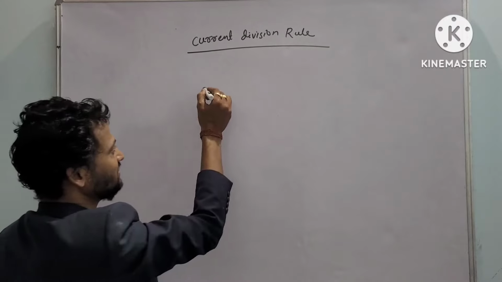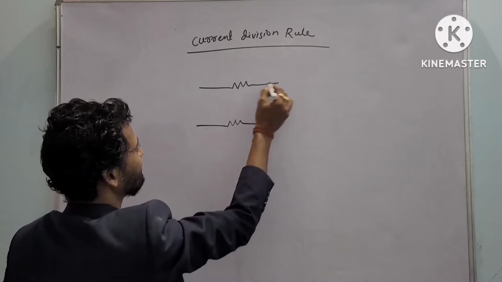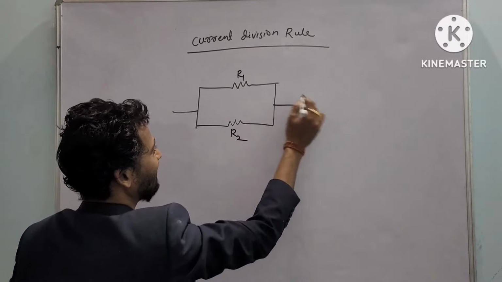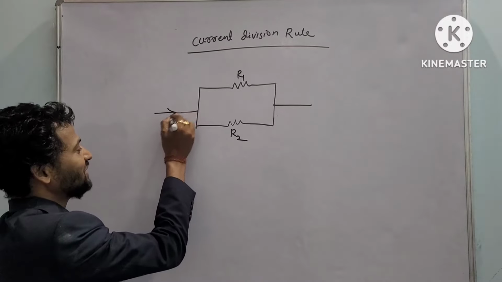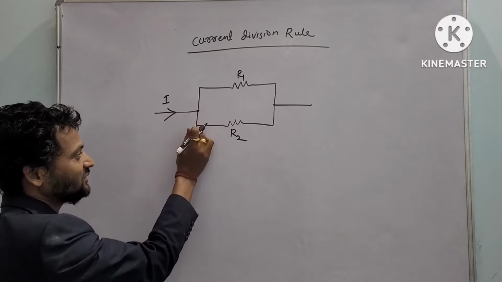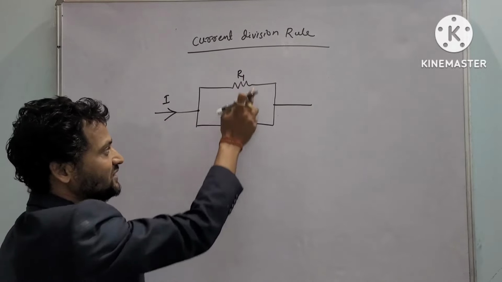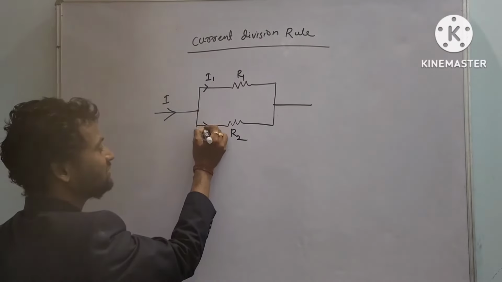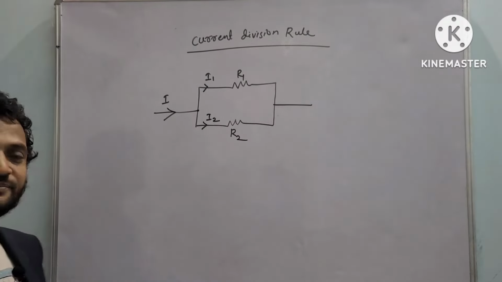See, what is the current division rule? If you have two resistances R1 and R2 connected in parallel, and the supply current flowing through the circuit is given, and both resistance values are given, you need to find the current through each individual resistance. Then we go for the current division rule.